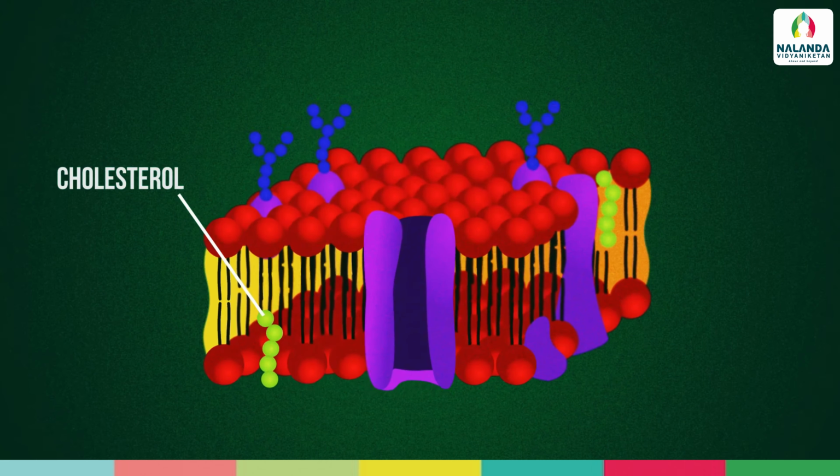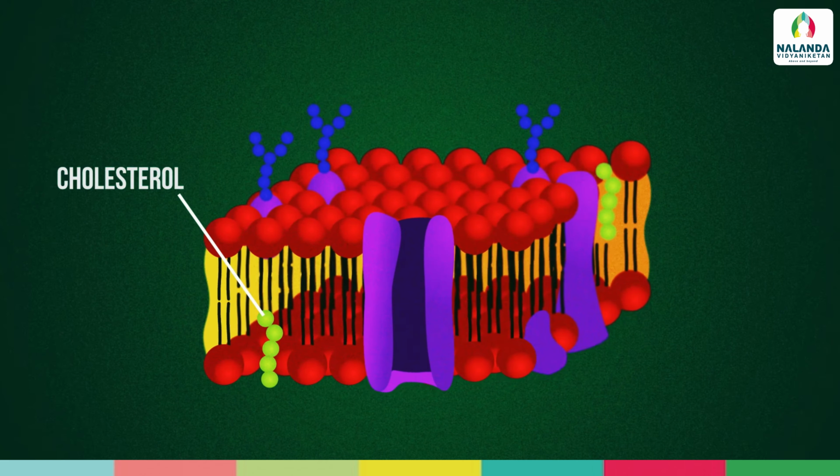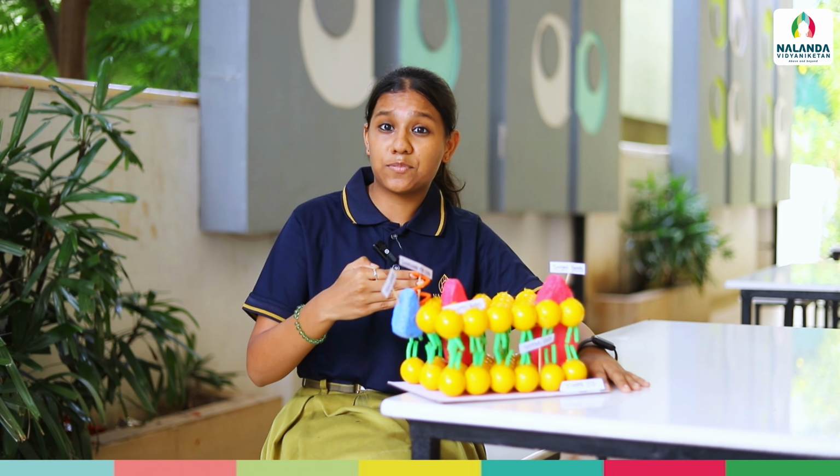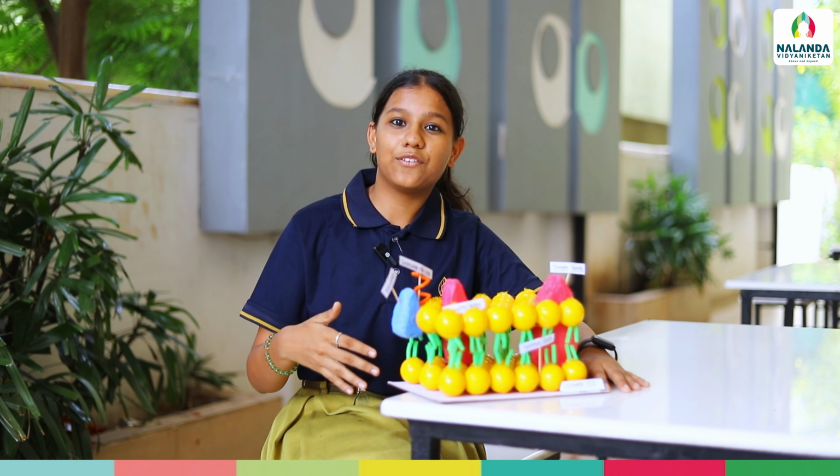The cholesterol molecules help to maintain the right amount of fluidity in the membrane. This prevents the membrane from becoming too rigid or too flexible. The carbohydrate chains attached to the lipids and proteins act like name tags. This helps cells to recognize and communicate with each other.